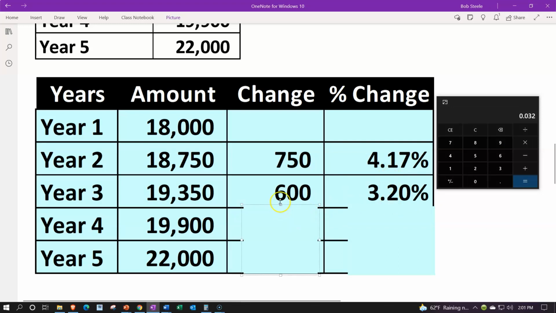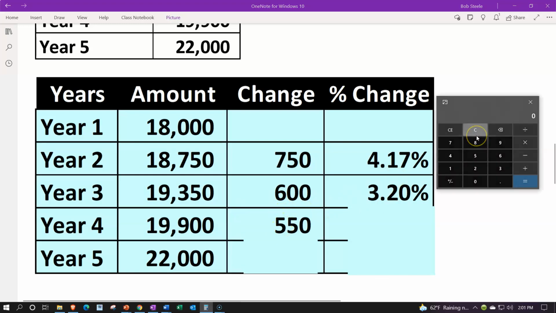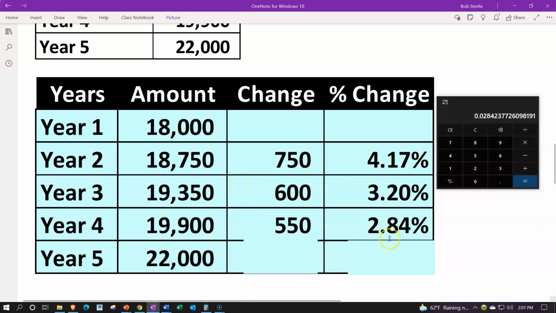And then we're going to say it went up to 19,900. So if I take the 19,900 minus the prior year of 19,350, we've got a difference or change of 550. I'm going to compare that by dividing by the prior year, the 19,350, and moving the decimal 2 places over, we've got a 2.84% change.